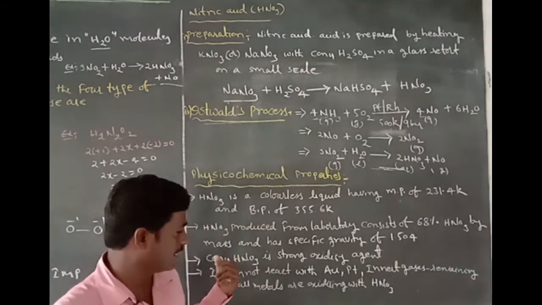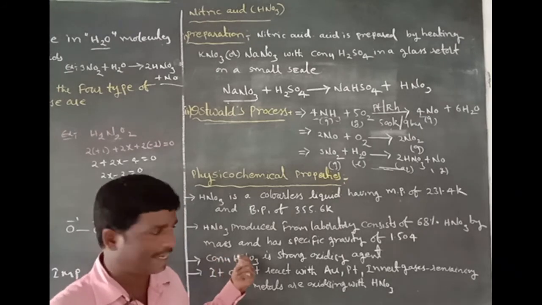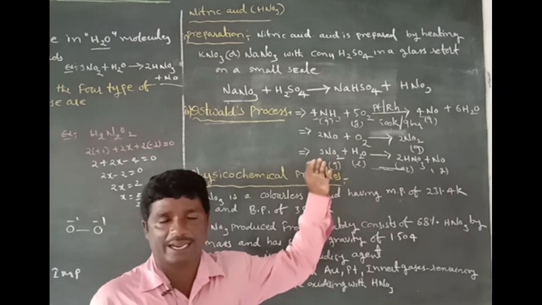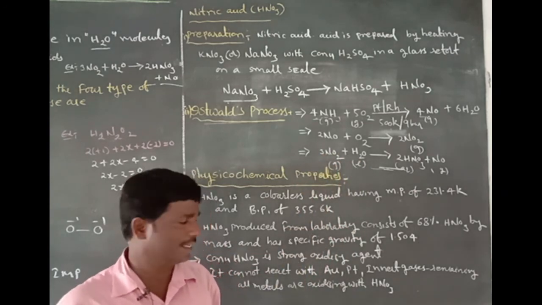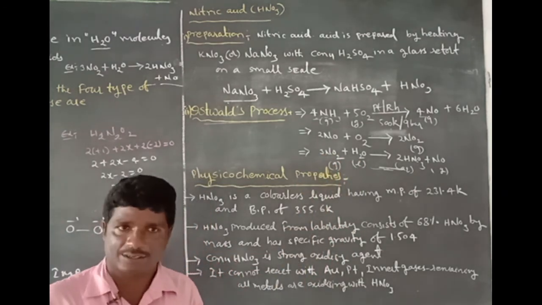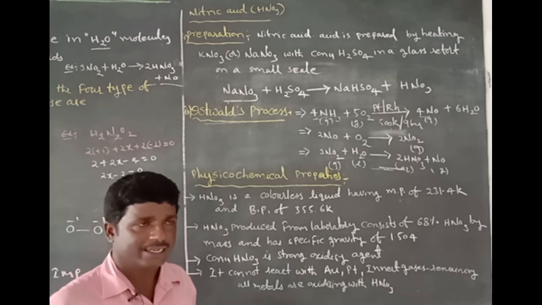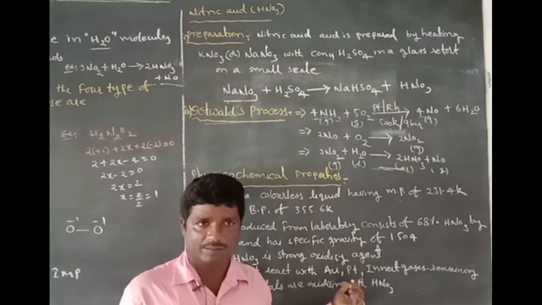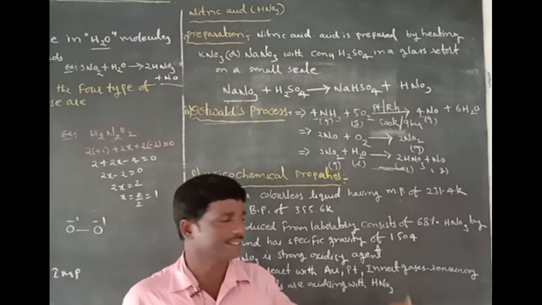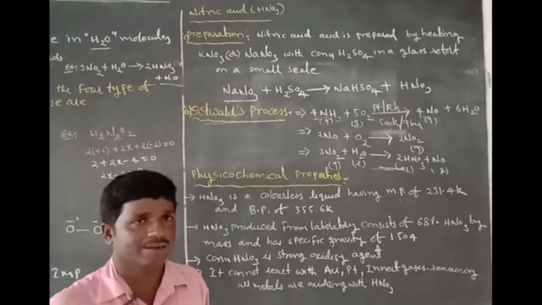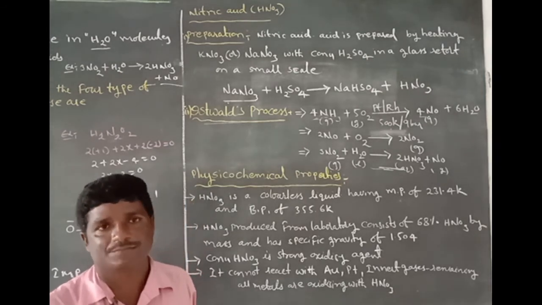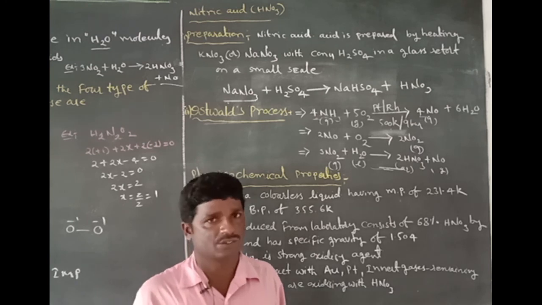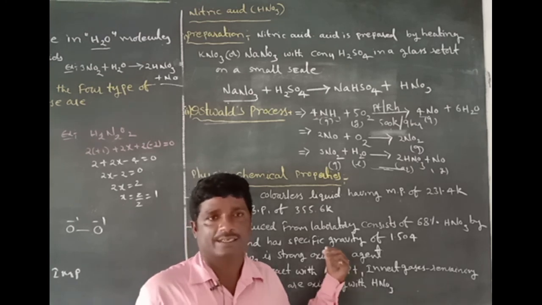1.504. Next, concentrated nitric acid is a strong oxidizing agent. Nitric acid acts as a strong oxidizing agent. Nitric acid cannot oxidize gold, platinum or inert gases. All the remaining metals are oxidized by concentrated nitric acid. That is the physicochemical properties of nitric acid.